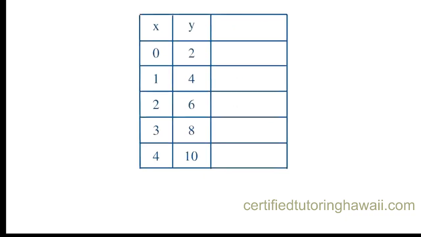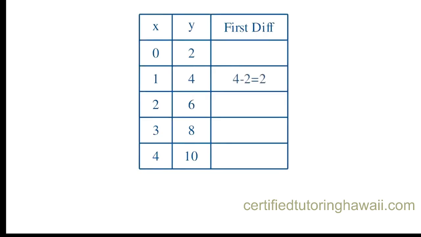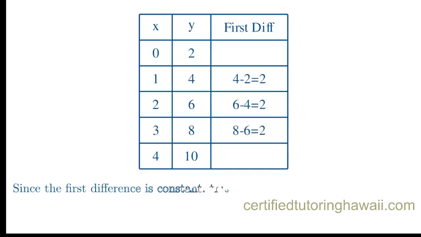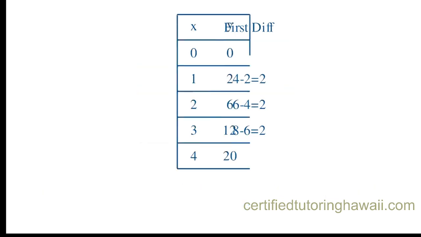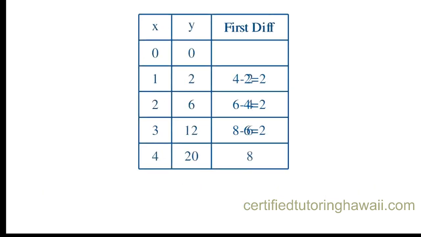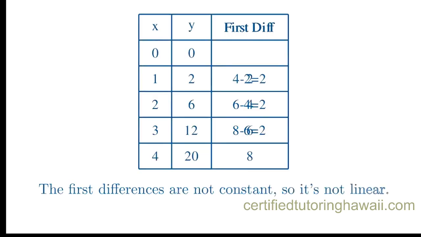The difference between 4 and 2 is 2. The difference between 6 and 4 is 2. And so on. We can see that the first differences are all 2. Since the first difference is constant, this dataset is perfectly modeled by a linear function. In this next example, the first differences are 2, 4, 6, and 8. They are not constant, so it's not linear.